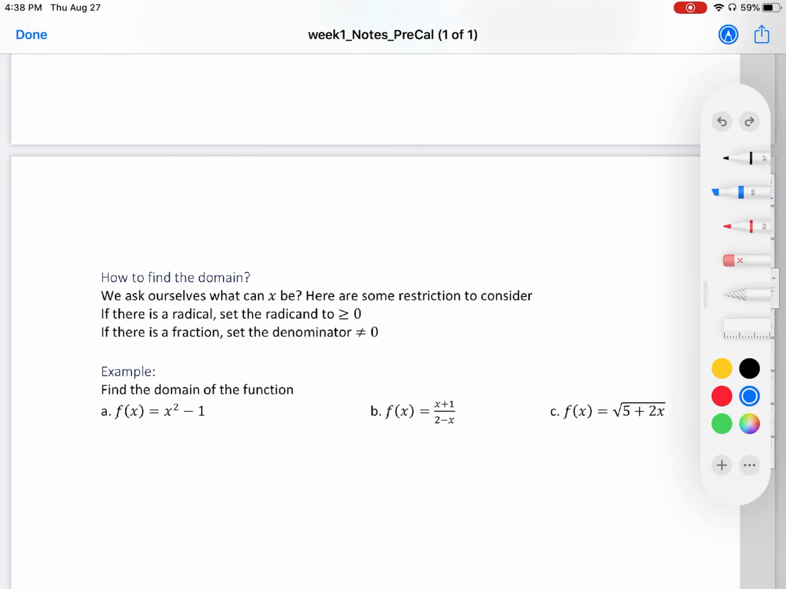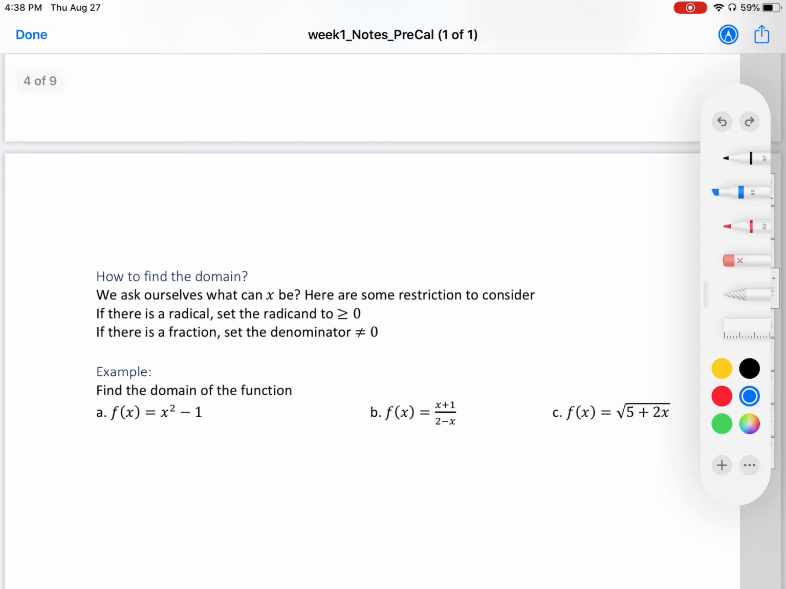How to find the domain. We ask ourselves, what can x be? Here are some restrictions to consider. The first is: is there a radical? If so, set the radicand, which is your argument in a radical, to greater than or equal to 0. If there is a fraction, then set the denominator to not equal to 0.